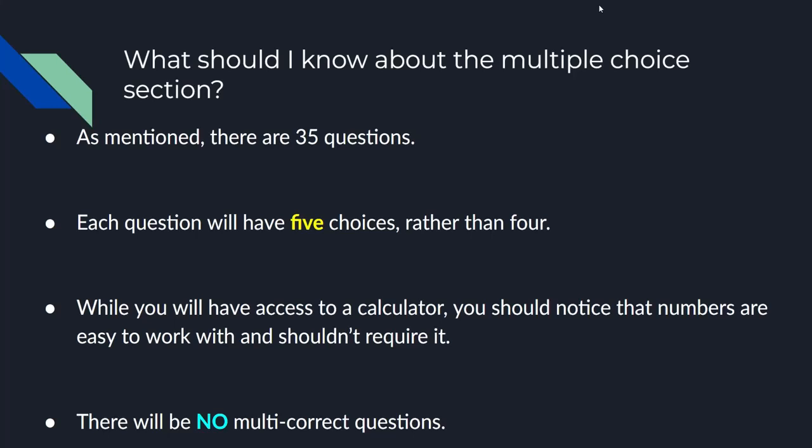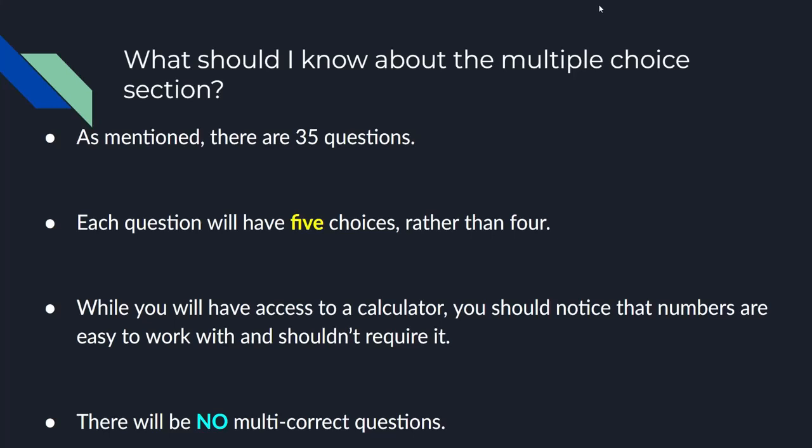Well, I already said that there's 35 questions on the multiple choice. One thing that's going to be different about the AP1 is that in the APC there's 5 choices for each question rather than 4. Now again, because the questions are much more straightforward and more calculation based rather than conceptual, the choices don't really try to trick you.